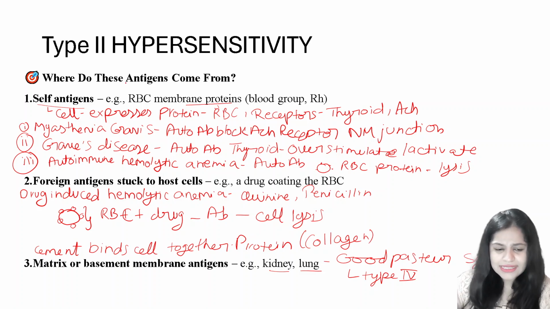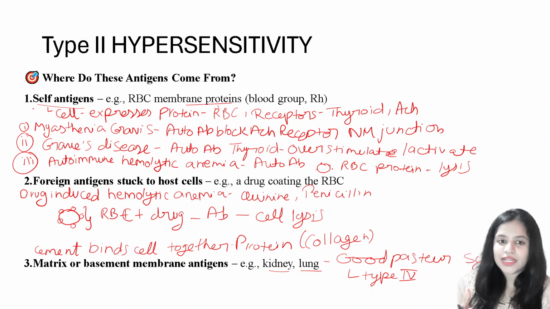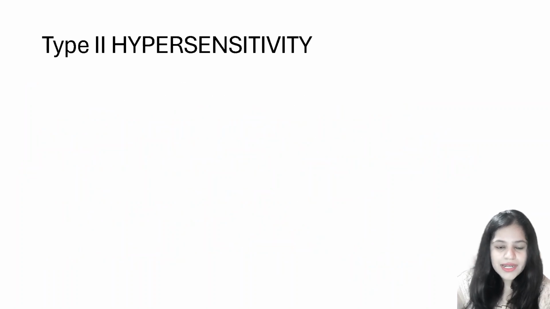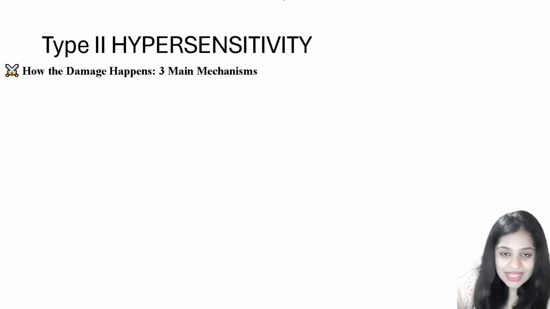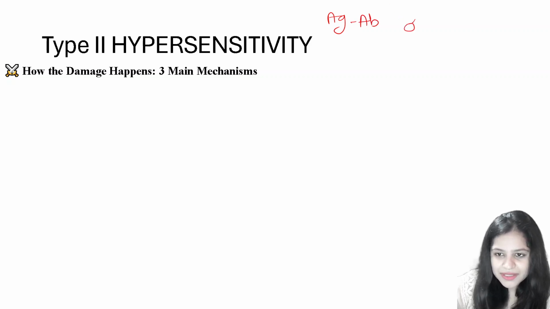Okay, I hope with these examples you understood the basis of type 2 hypersensitivity. Let's move ahead. Now, what is the mechanism of it? Okay, how does the damage happen? See, you know where all the antigens are coming from. Now, when the antigen and antibody combine, what happens? This is your antigen and this is your antibody which is combining. Now this Fc receptor portion of the antibody binds with some proteins in the serum known as complement.